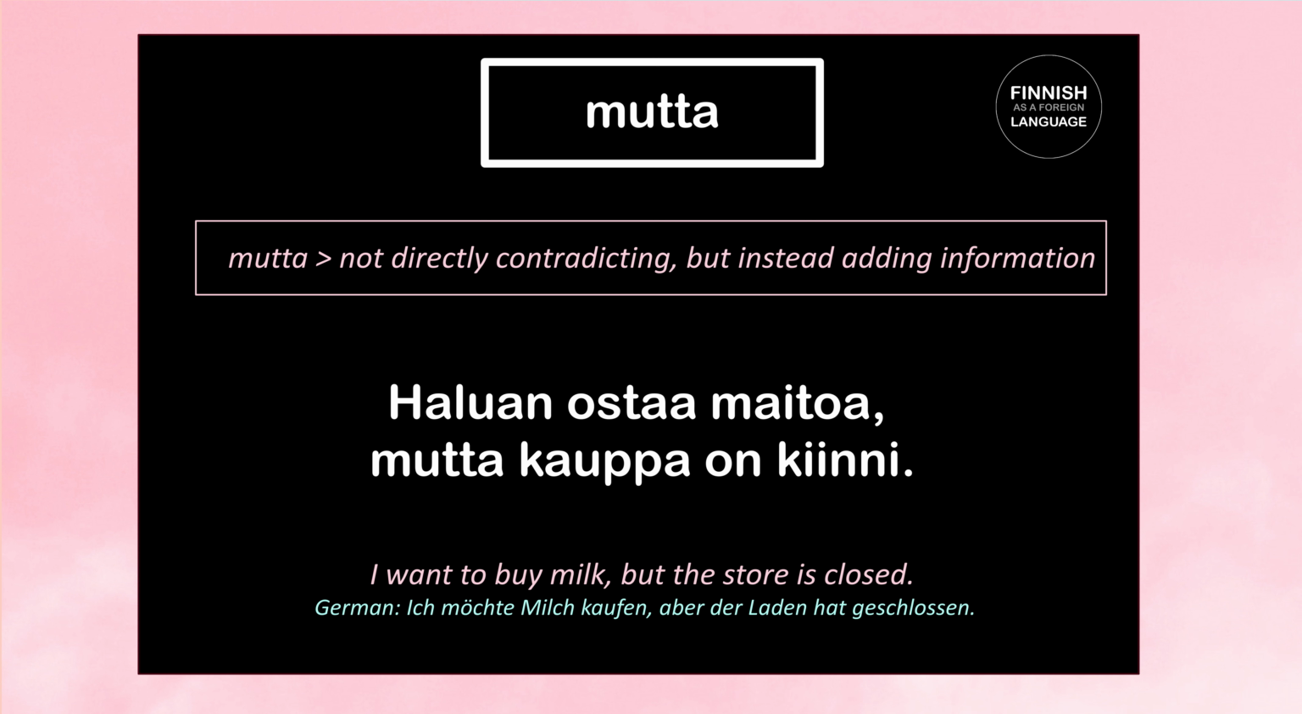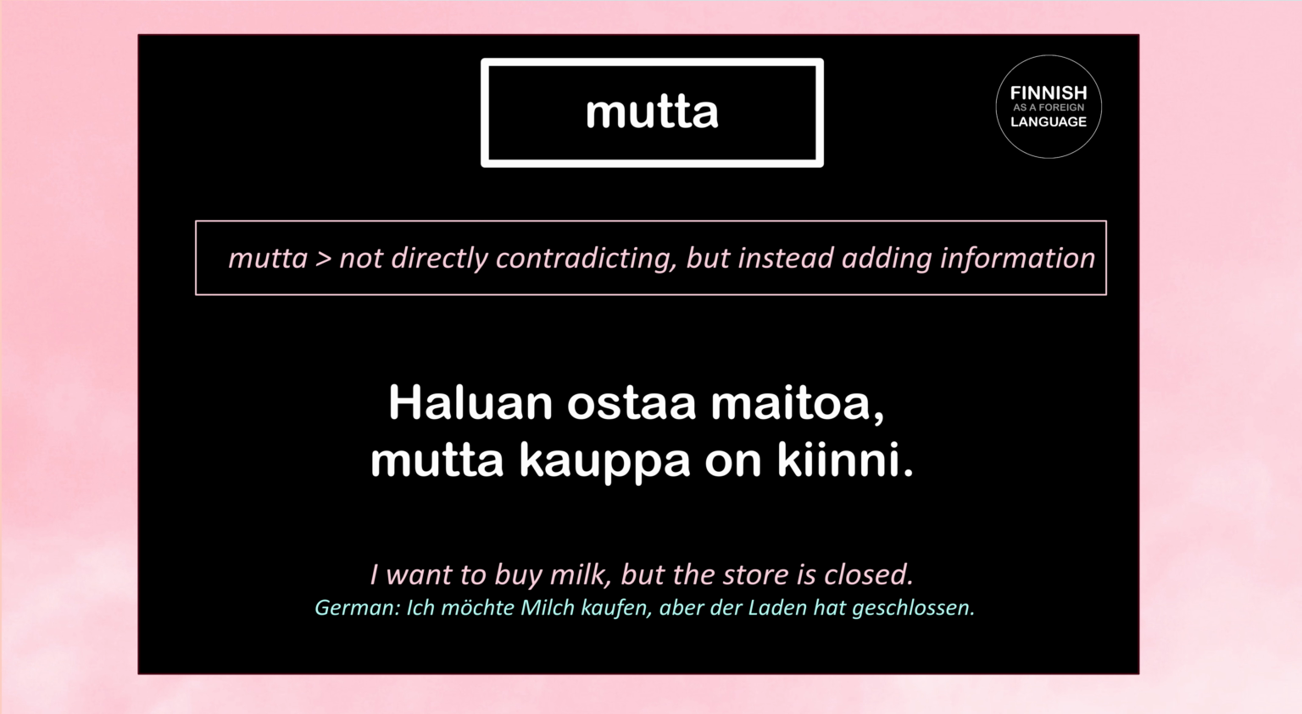Mutta here means but, it works as our conjunction. Kauppa means store. On is the third person singular present tense of the verb olla, which means to be, and kiinni means closed. Let's repeat. Haluan ostaa maitoa, mutta kauppa on kiinni. I want to buy milk, but the store is closed.